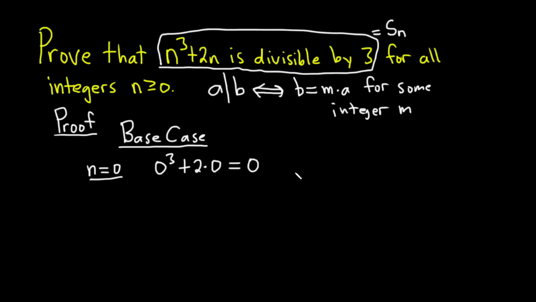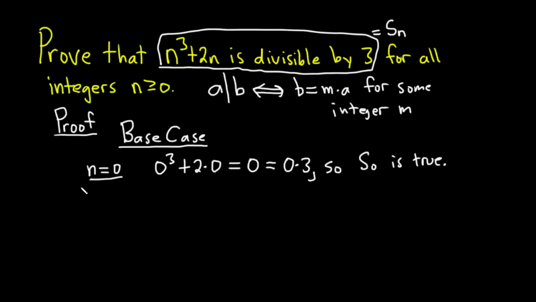So is that divisible by 3? In other words, is it a multiple of 3? Well, yeah, it sure is. It's equal to 0 times 3. And you see how it matches the formula: your m here is 0 and your A is 3, because it's divisible by 3. So S sub 0 is true. The statement is true for the very first integer, which is 0.